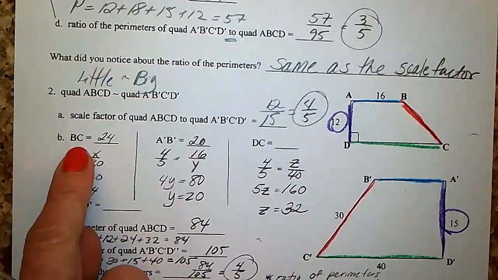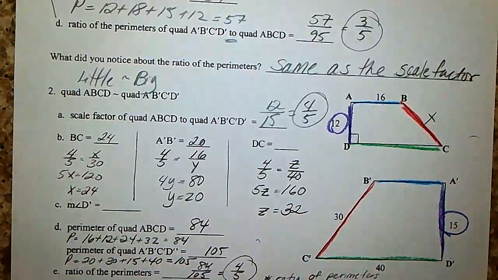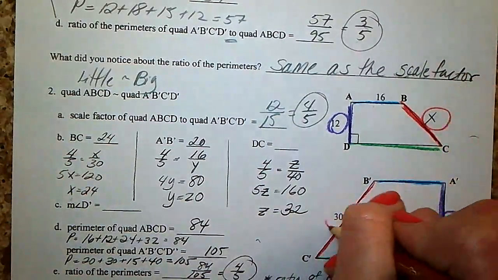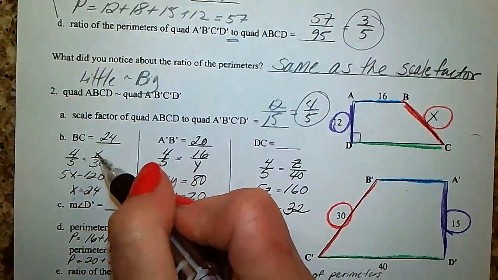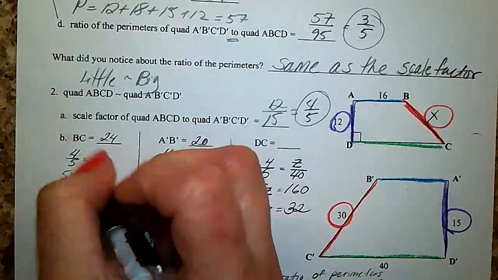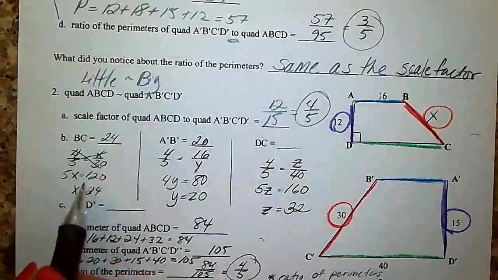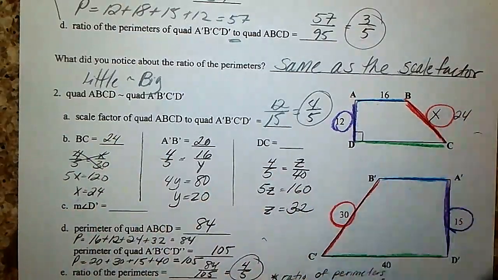They wanted us to find BC. If you noticed, I'm going to put BC in for X over there. And I know that the X matches with the 30. So I set it up as 4/5 is equal to X from the little figure over 30 from the big figure. And I cross multiplied. And when I did that, I got 24 for the answer for that side of X.